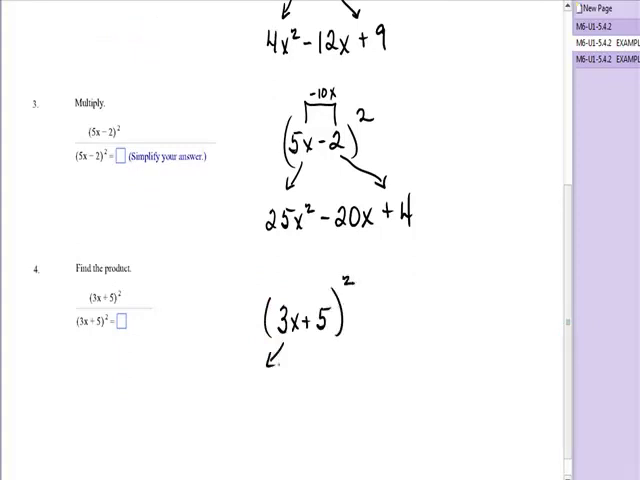What will be the first term? 9x squared. How do I get the middle? Well, I multiply for 15x. I remember that I need that twice, so I need 30x. Square the last one for plus 25. And I think that might have been my sample problem a while ago.